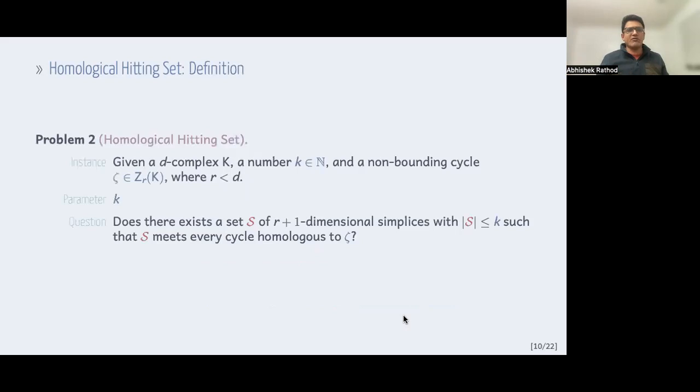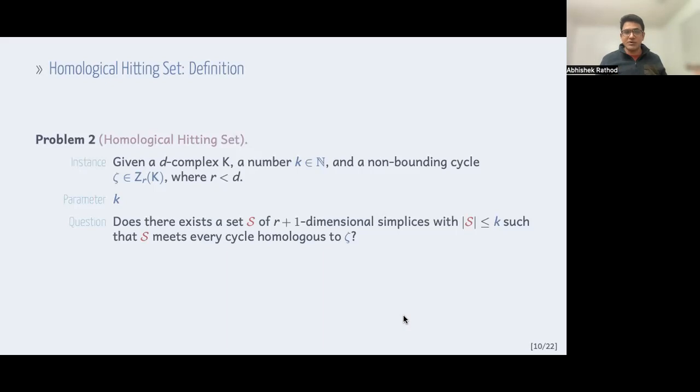Now let's try to make a formal definition of the parameterized version of the problem. You're given a complex K and an integer little k, and this integer little k bounds the size of the parameter, which is basically the solution size. So the goal is to find a set S of r plus 1 simplices whose cardinality is bounded by k, such that S meets every cycle homologous to zeta.